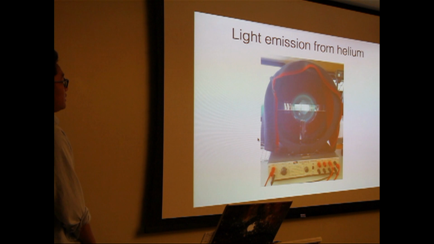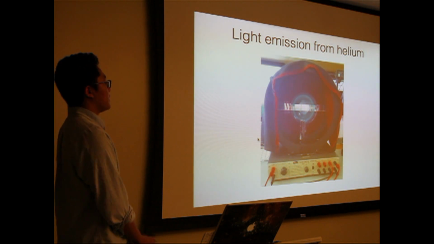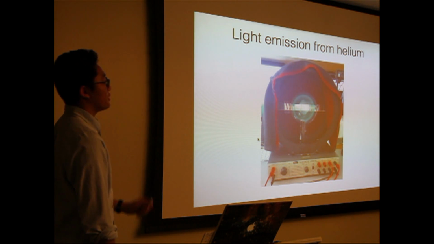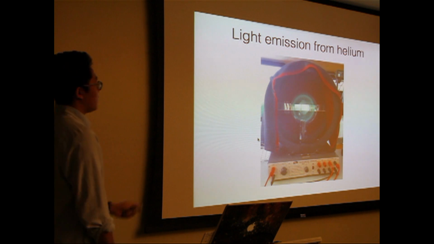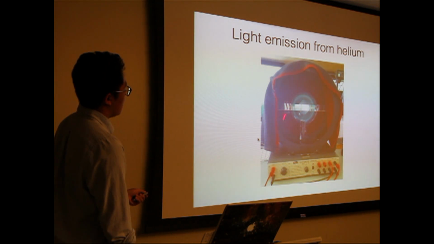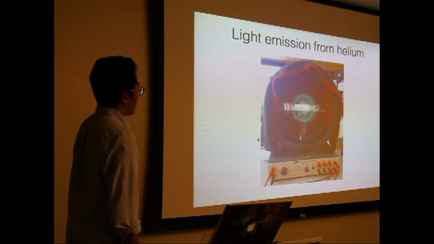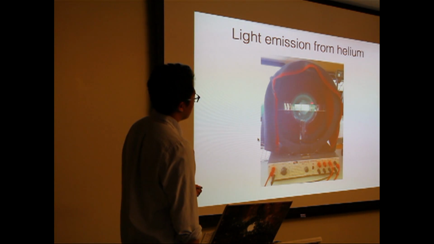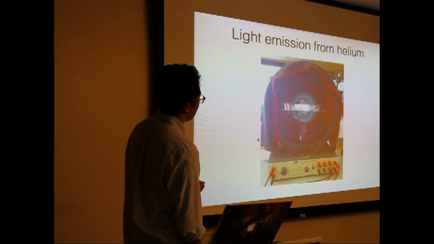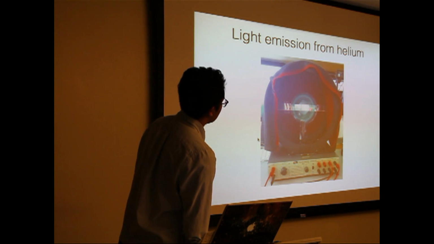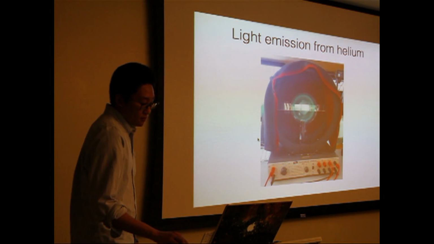As I mentioned earlier, first we need to make sure the light ring is caused by the emission of the helium gas. This picture shows what the light emission ring looks like in the apparatus. We can clearly see a green colored ring here.